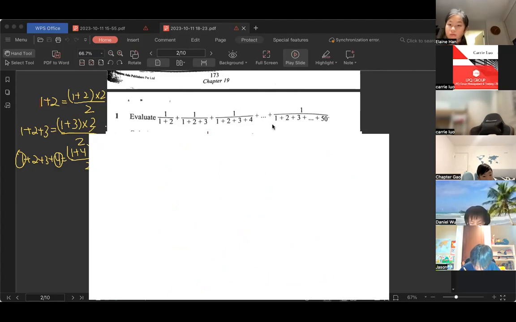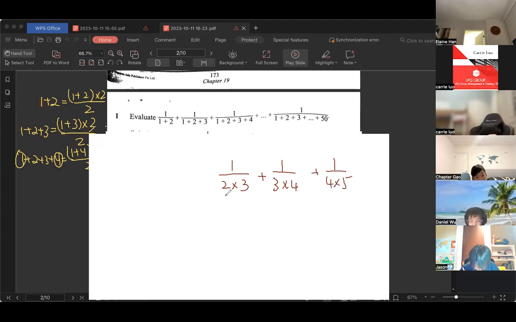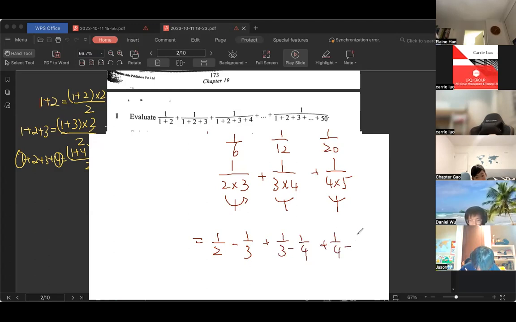Okay, so chapter, take a look. Let me explain it once more. 1 over 2 times 3 plus 1 over 3 times 4 plus 1 over 4 times 5. When you see those ones, did you see that the differences for them are all 1? Did you notice that? So they always equal 1 over 2 minus 1 over 3, because you can see this is 1 over 6, this is 1 over 12, this is 1 over 20. So you can see this one plus what? 1 over 3 minus 1 over 4 plus 1 over 4 minus 1 over 5. Did you get it? Okay, so I'm going to ask everybody to do it again, okay?